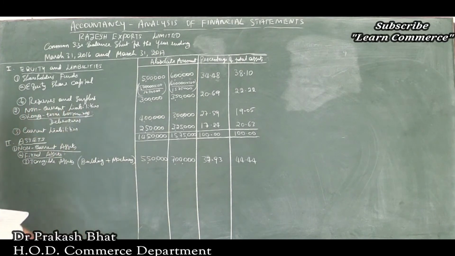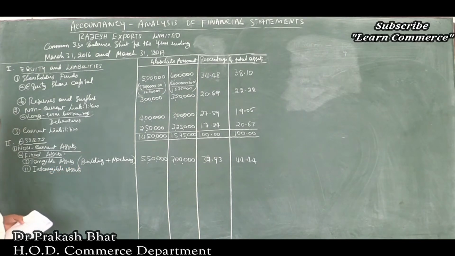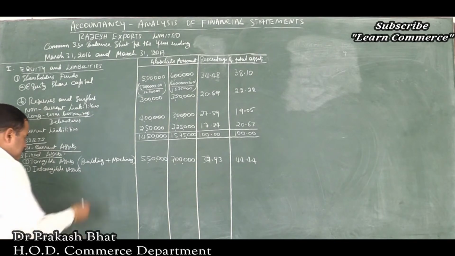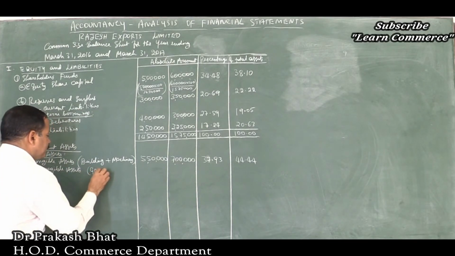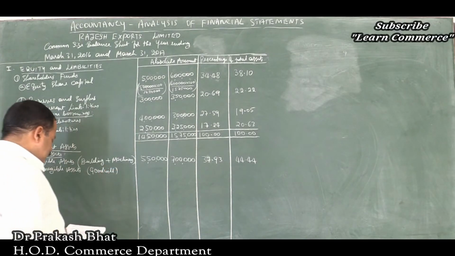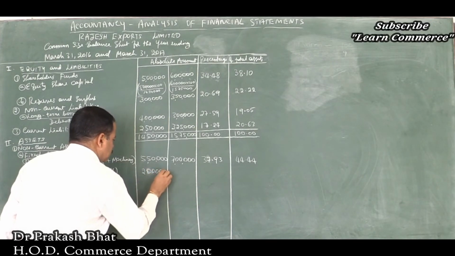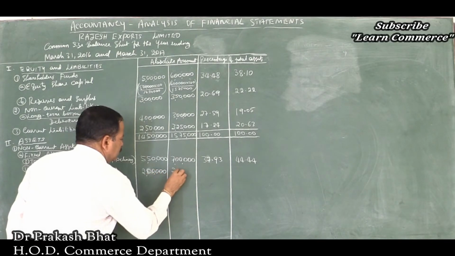44.44. Yes. Then intangible assets, the second one. Intangible assets, isn't it? That is goodwill. Goodwill, how much is it? 2 lakh and 2,50,000.